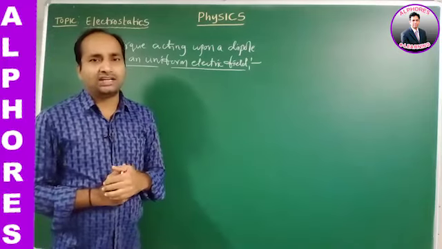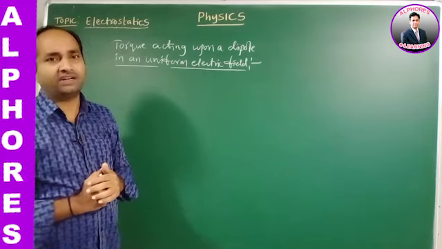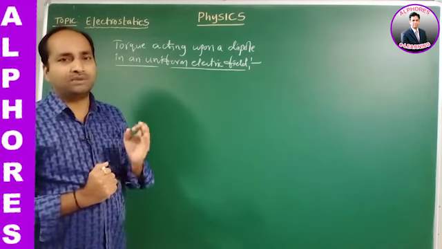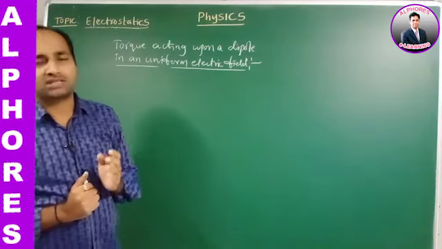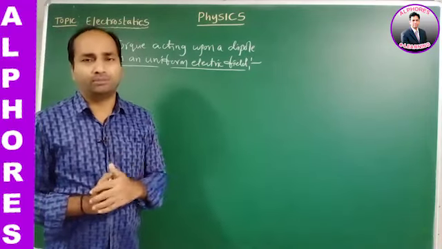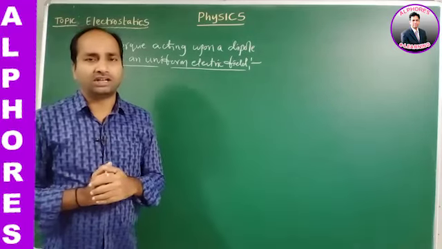A field is said to be uniform if the magnitude of the intensity of the electric field and its direction remain the same at every point in the field. The field strength must be the same at every point, both in magnitude and direction. Then it is said to be a uniform electric field.